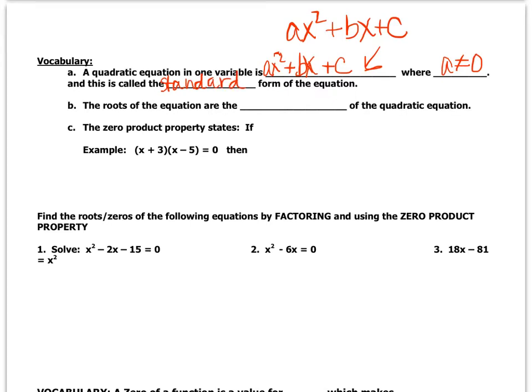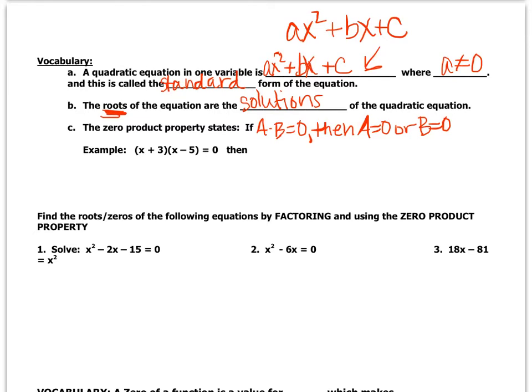form of the equation. Now, roots may be a new word for you. The roots of the equations are just the solutions of the quadratic equation. So if you hear me say the roots, that means find the solutions. The zero product property states this: if a times b equals 0, then a equals 0 or b equals 0. Okay?